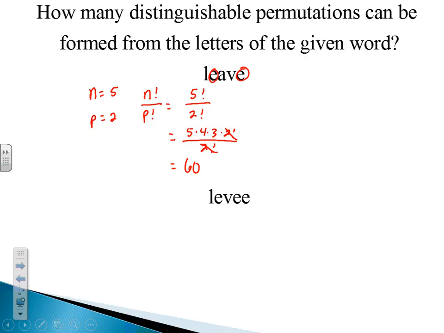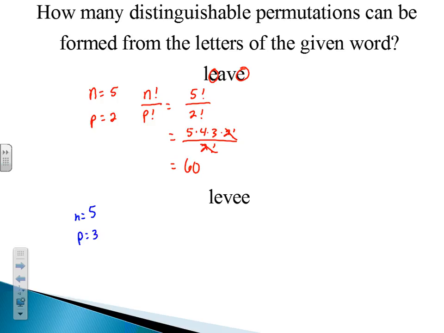Now, levy is pretty similar for the idea of what we're talking about. We still have 5 letters, and in this case, out of things that are unique about the word levy is the fact that I have one unique element out of the 5, or I have one set of things that's unique out of the 5 that are there, and that's the letter E, the fact that it's repeating 3 times.